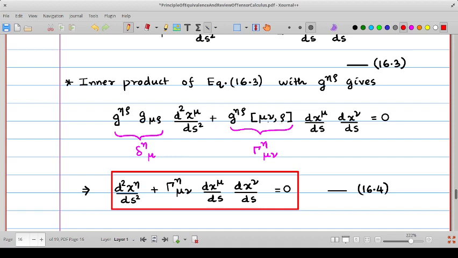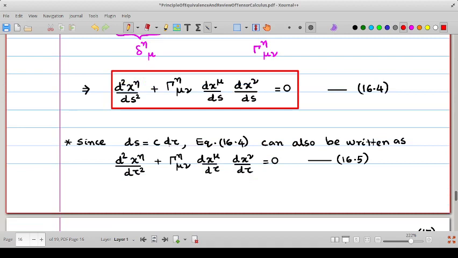And over here in the second term, we have this factor g eta rho, then a Christoffel symbol mu nu comma rho. But this is the Christoffel symbol of second kind, gamma eta mu nu, times dx mu by ds times dx nu by ds equal to 0. So we have the equation d square x eta by ds square plus gamma eta mu nu dx mu by ds times dx nu by ds equal to 0.